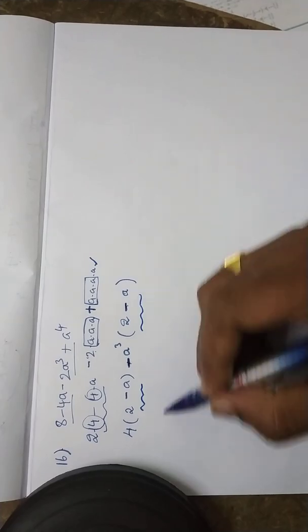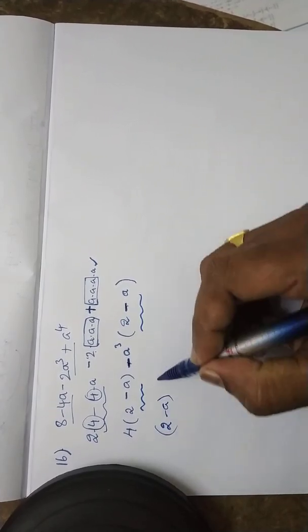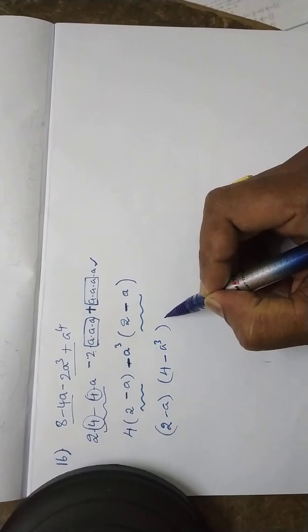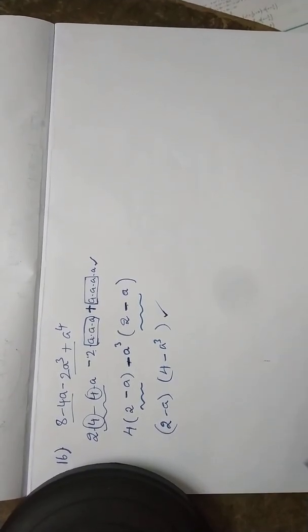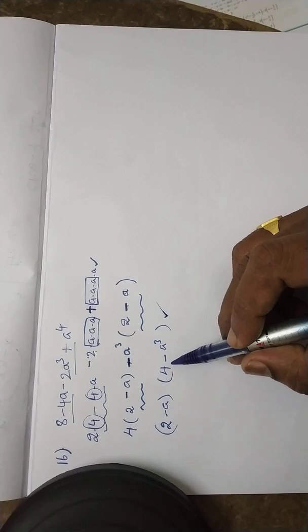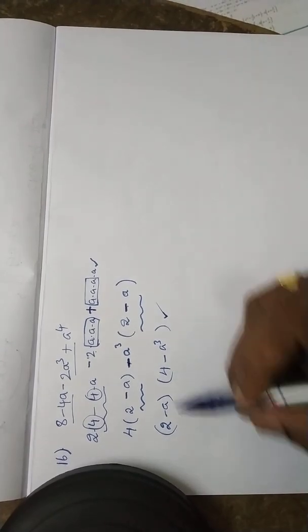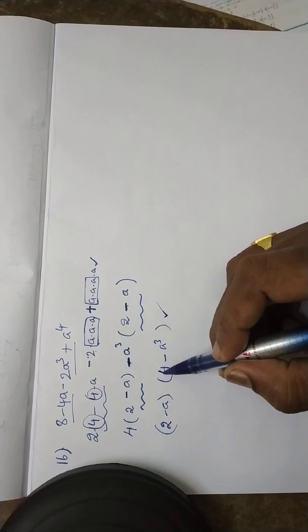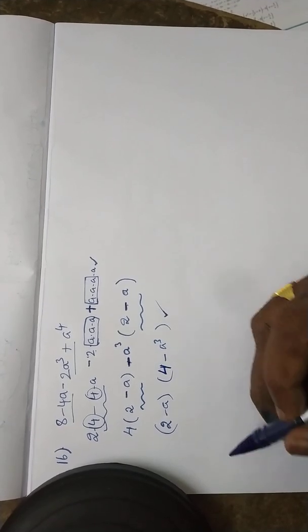So 2 minus a, 2 minus a, 1, 2 minus a, and the remaining part you have to write within the bracket, 4 minus a cube. So that's it. Okay, of course still you can simplify this, but it's not required now, because if it is square you can, but since it is not a perfect cube, you can leave it like that also. Okay na?